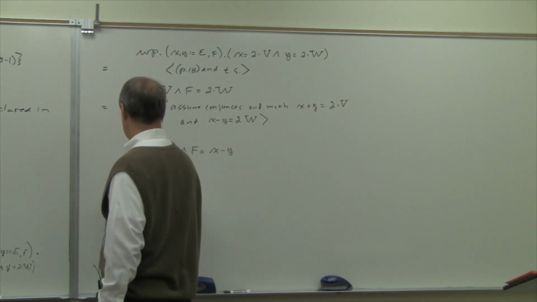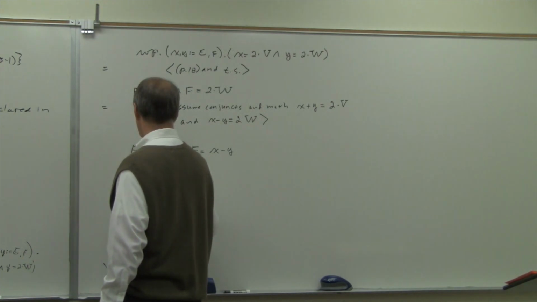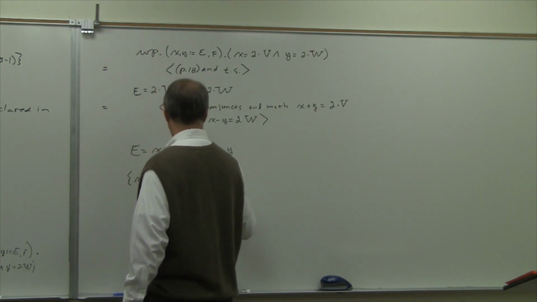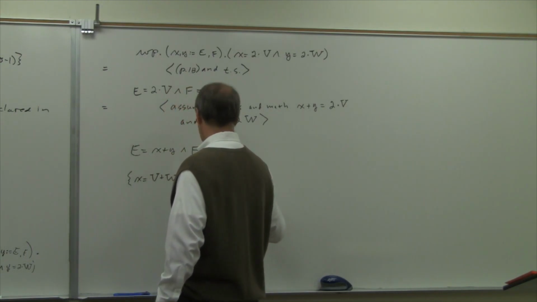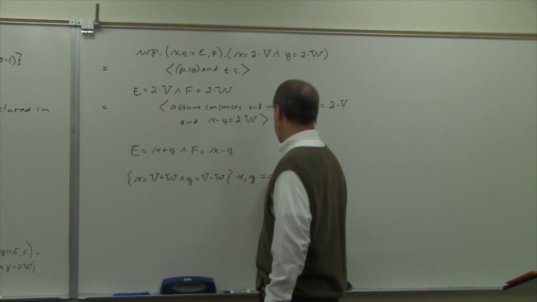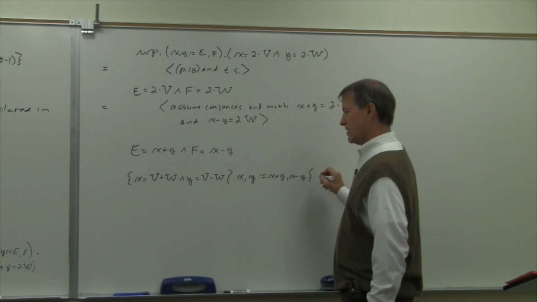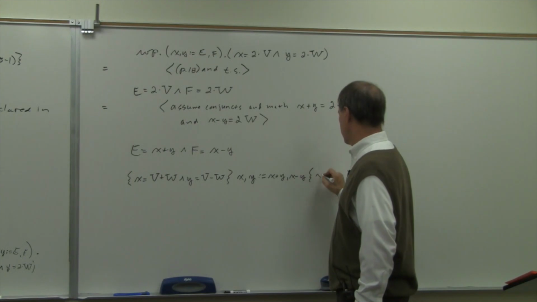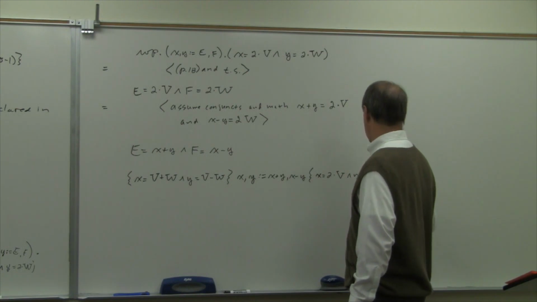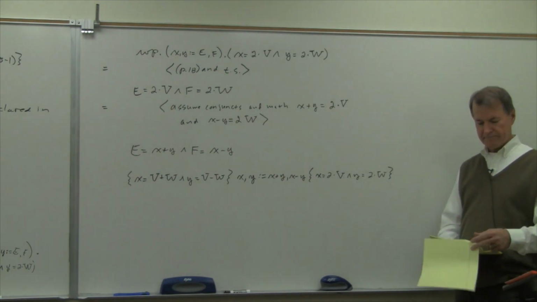Okay, so the program is: X equals V plus W and Y equals V minus W, and the program itself is XY gets X plus Y, X minus Y, and the postcondition is X equals 2 times V, Y equals 2 times W. Okay? Are we good?